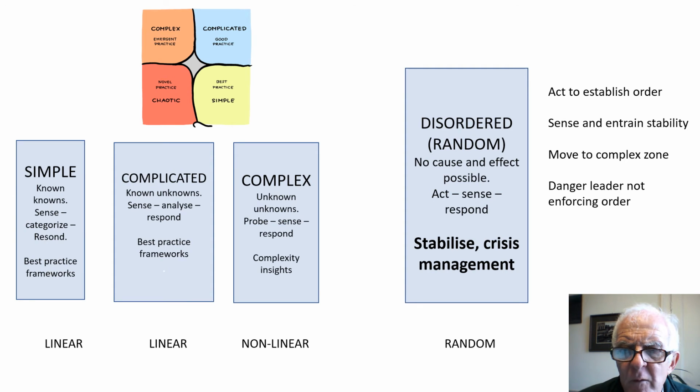And here we have to do something quick. So we have to act quickly to establish order, to get it back to probably a complex system or even a complicated system. So we sense and entrain stability, and the danger here is not being forceful enough, in fact. So there's no cause and effect in the system at all. We act, we sense, and then we respond accordingly. And this is the zone of stabilization, crisis management. Hopefully that doesn't occur too often.